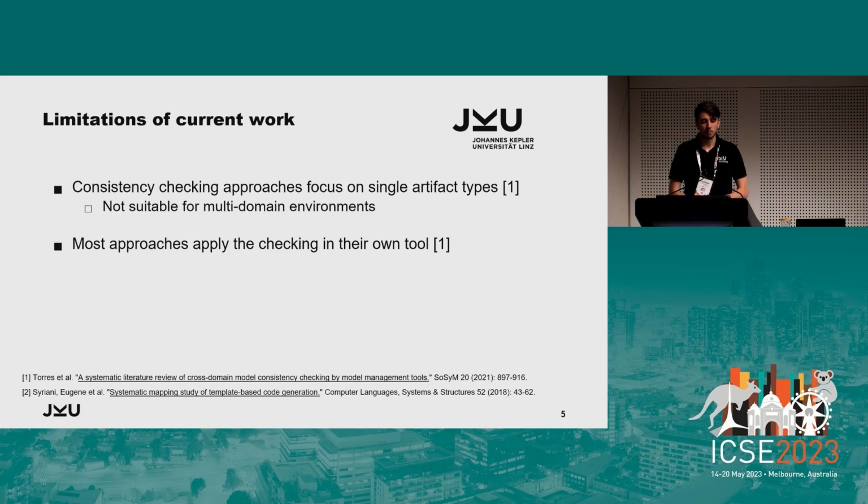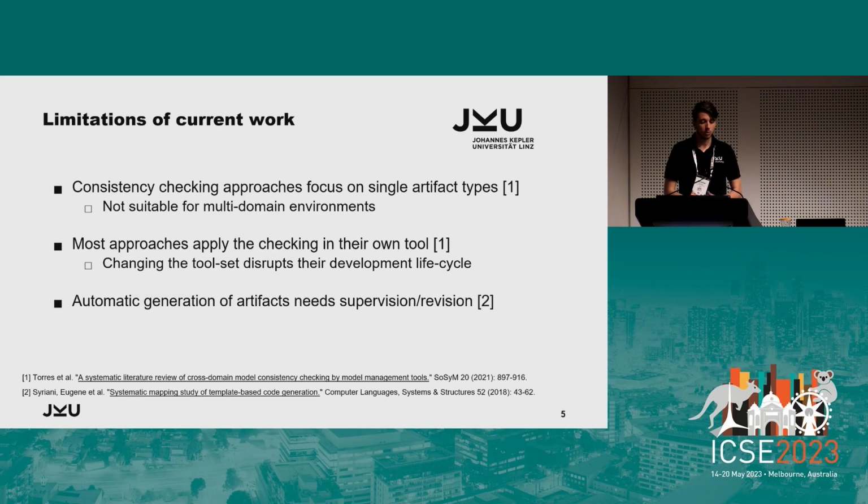Also, most approaches apply the checking in their own tool, and this would require the company to change the tool set being used, and changing the tool set might disrupt their development lifecycle. We could also look at how automatic generation can be done. For instance, we can automatically generate the source code from the UML. To do that, however, some revision and supervision is also required, and some approaches would also require additional steps in the development lifecycle, also the introduction of additional tools.